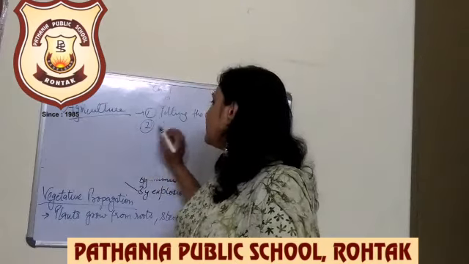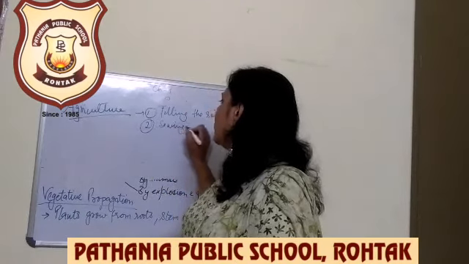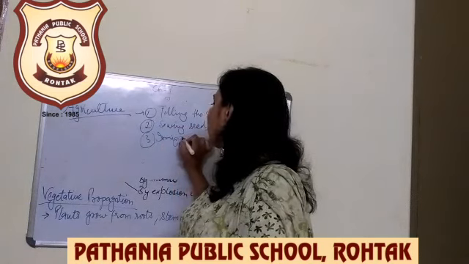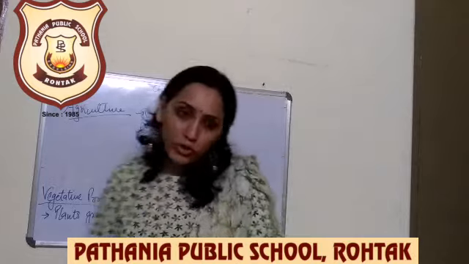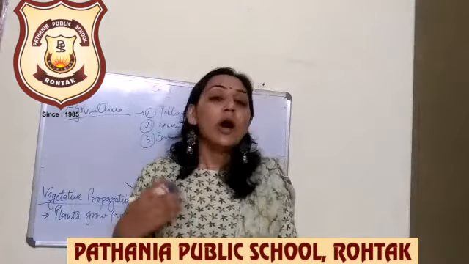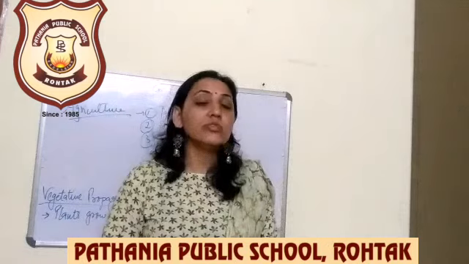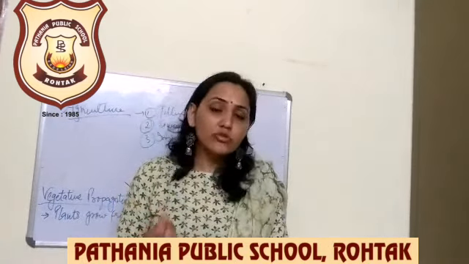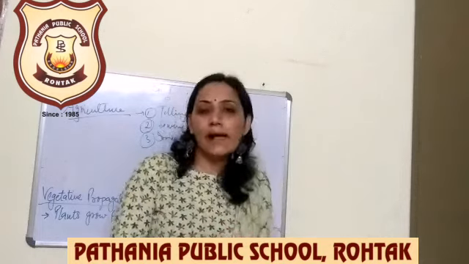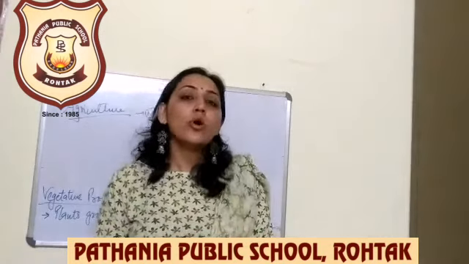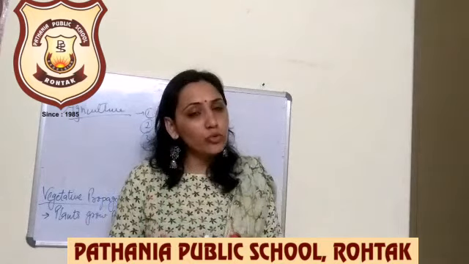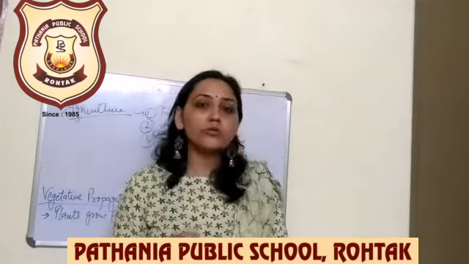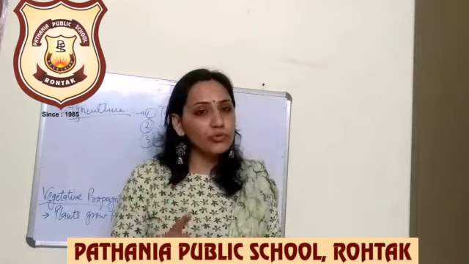Second is sowing the seed. Third is irrigating the field. Irrigate means giving water to the field. Next is removing the weeds. Weeds are the unwanted plants that grow in the field. They have to be removed, otherwise there is competition between the healthy crop and the unwanted plants. Weeds also need proper nutrients and food to maintain themselves, so the healthy crops will get less food. So it is very important to remove the weeds.